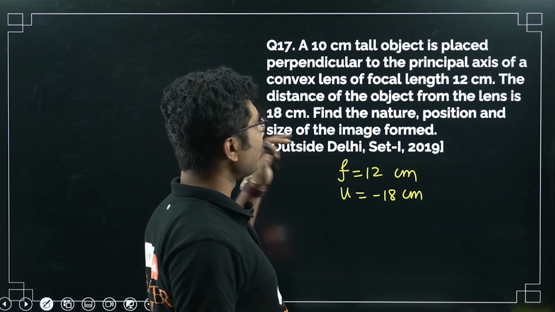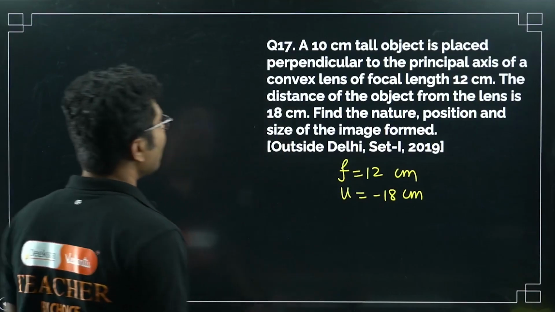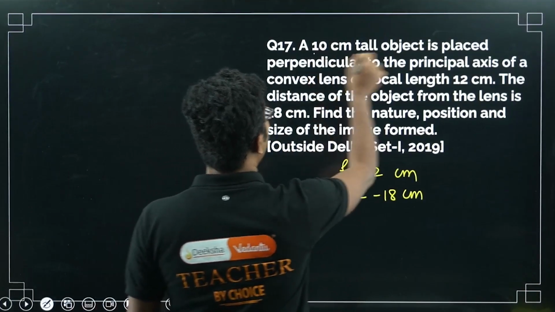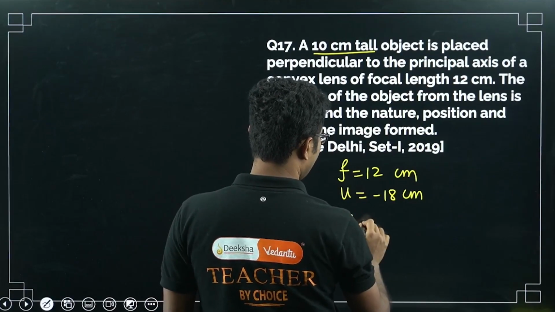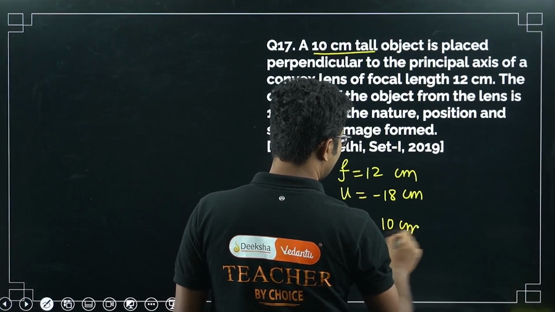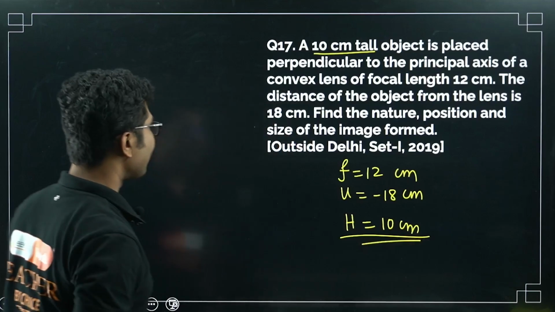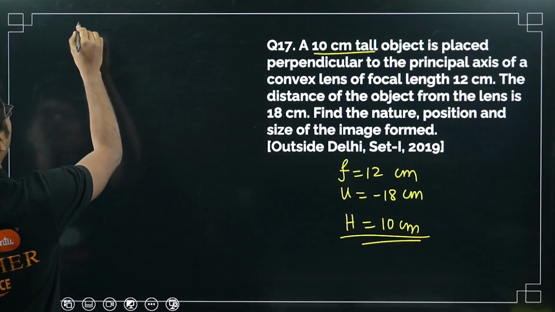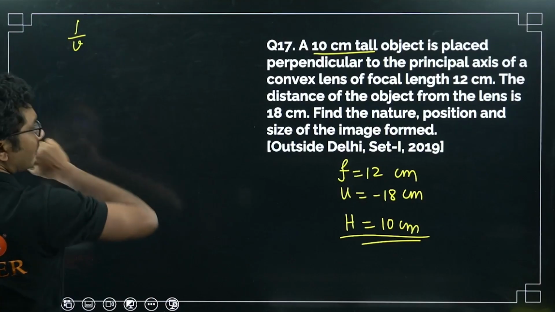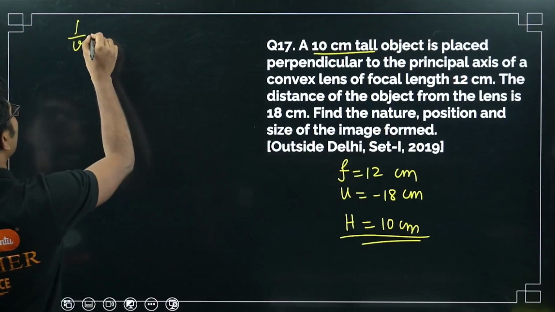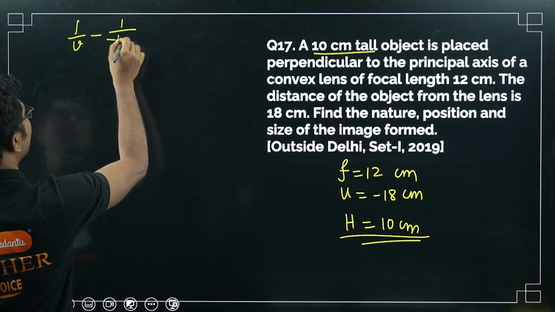Find the nature, position and the size of the image formed. The height of the object is also given, 10 centimeter. We will use that as the last step. First we will have to find the location of the image. There is no direct relationship, so 1 by V minus 1 by minus 18.